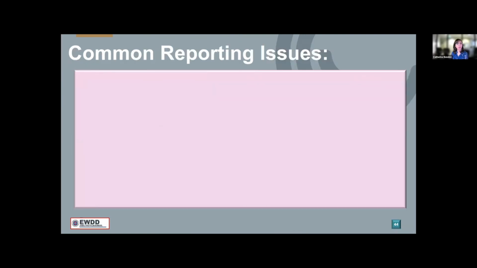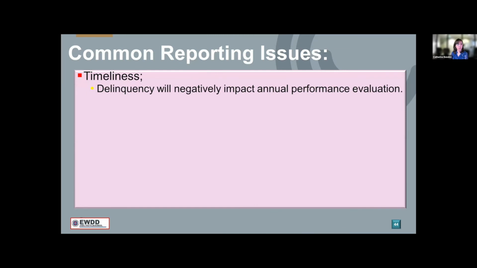Common reporting issues, things that we see: timeliness. When we evaluate you, if you're constantly not meeting your deadlines, that's going to be reflected in your annual performance evaluation. At least the workforce side of the house actually asks us to evaluate you on timeliness, okay? You know, I get dinged twice. I get dinged for our contracts being late, and then I get dinged for our invoices being late.